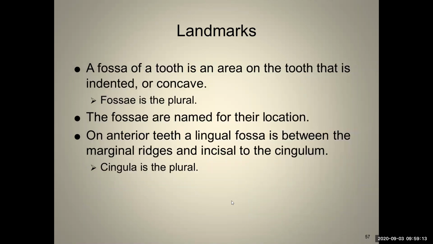A fossa is an area of the tooth that is indented or concave. Okay, a fossa is indented or concave. Remember our fossa in our throat? That's the hole in a throat. It's concave. The fossa is named for its location. In anterior teeth, the fossa is between the marginal ridges. I don't know what a marginal ridge is. It's okay. And the incisal to the cingulum. I don't know what the cingulum is. It's okay. Cingula is plural for cingulum.